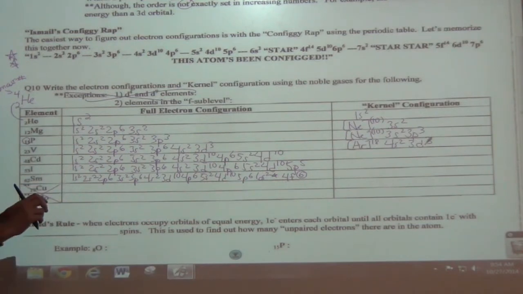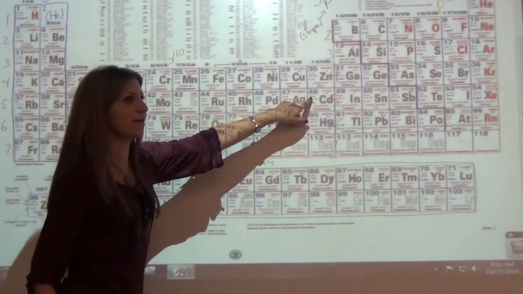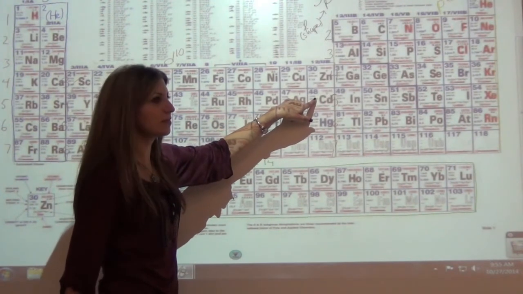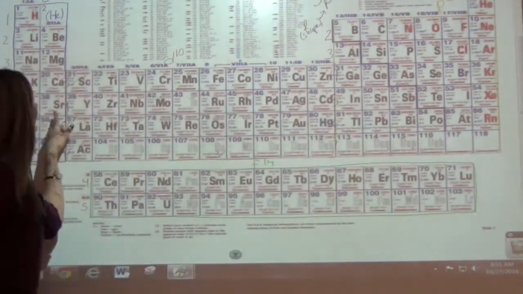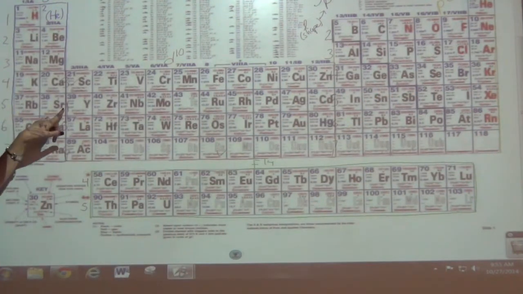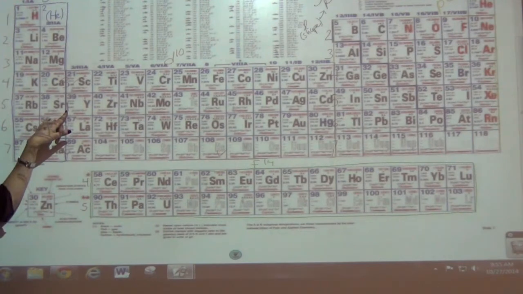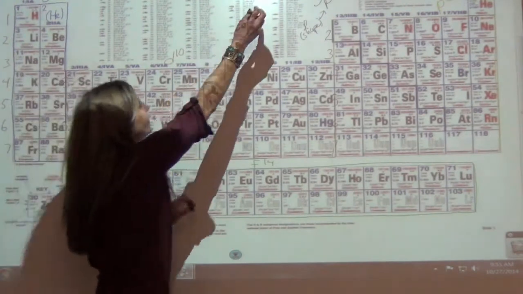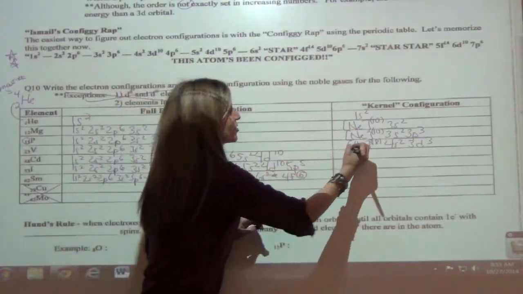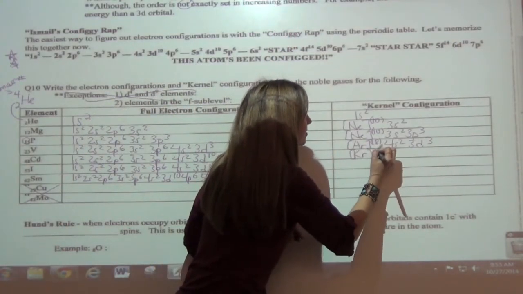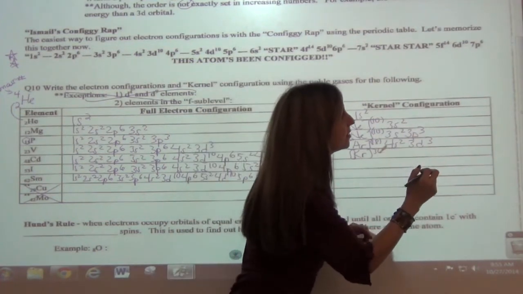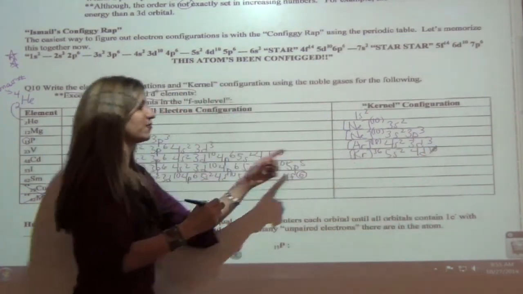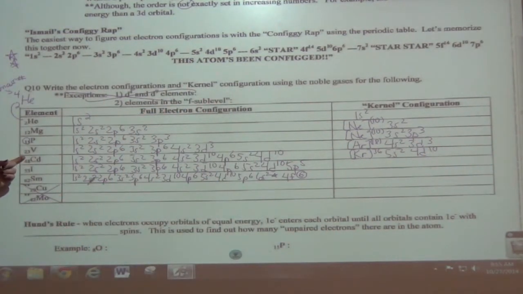Next one, someone want to try cadmium, which is number 48? Yeah, Cd. So what noble gas would you use first? Kr. Awesome. 5s2, then 4d10, all the way across. Perfect. So we're doing krypton, which has 36, and then it is 5s2, 4d10. And again, if we add that up, we do get 48.